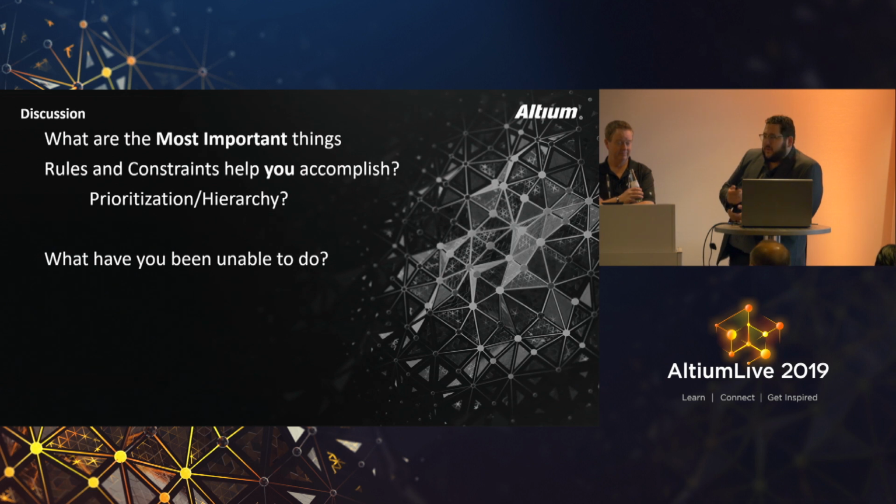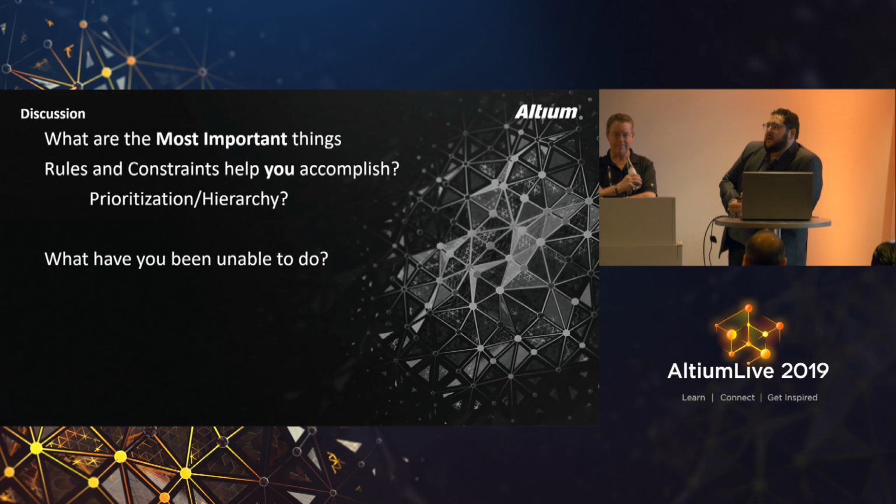So I wanted to start off with just a quick discussion. After everything we've seen, out of everything, what do you feel has been the most useful thing for you in terms of rules and constraints for getting things done? Things that come up often are the ability to have this prioritization, this hierarchy. I didn't want to put too many things up there because I don't want to prime people's answers. So I just wanted this to be an open discussion to get started.